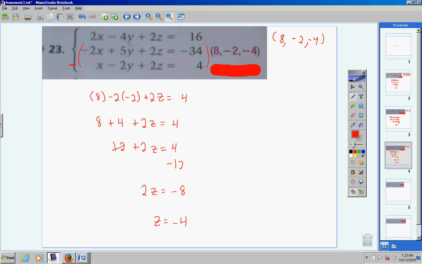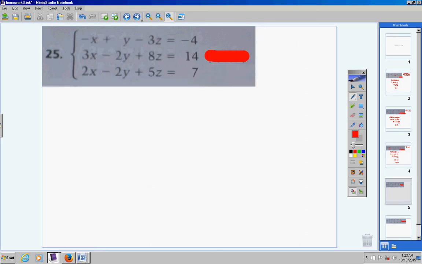Alright, number 25, here we go. Now for me, I definitely don't want to eliminate my z's. That's not going to work. And my x's either. I mean, it would work, but it'd be a lot of work. Y's are my best bet, so I'm going to eliminate my y's, okay?